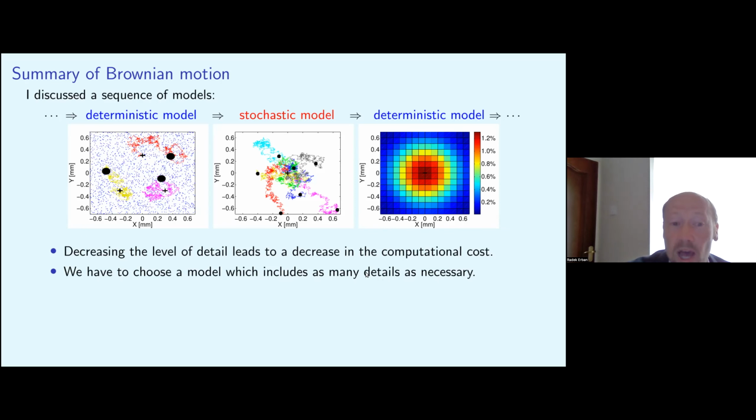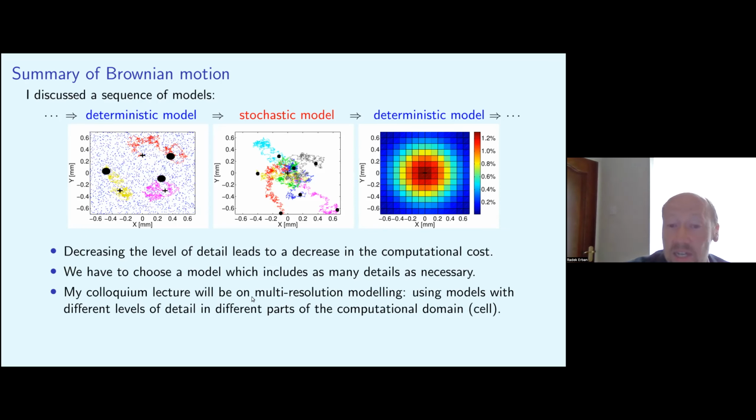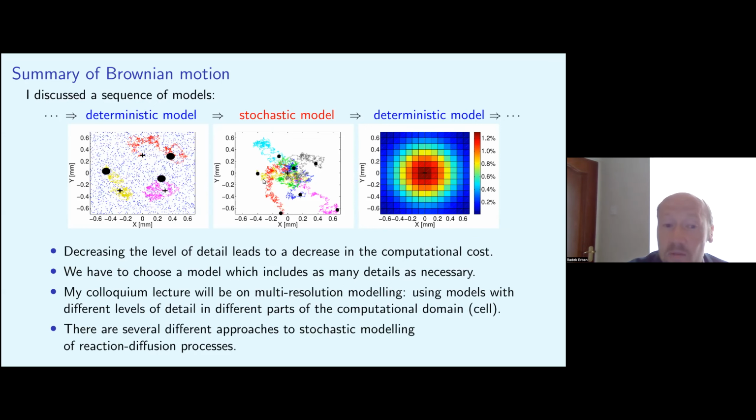In my colloquium talk, I'll be discussing multi-resolution modeling, which is about using models with different levels of detail in different parts of the computational domain. So I'll be trying to merge these different descriptions in the same simulation. Now, in the rest of this introductory talk, I will talk in a little more detail about these stochastic models for reaction-diffusion processes, because there are many of them. There are several different approaches to stochastic modeling of reaction-diffusion processes. What I described so far is just one possible model of diffusion at this level, when I simulate individual particles.